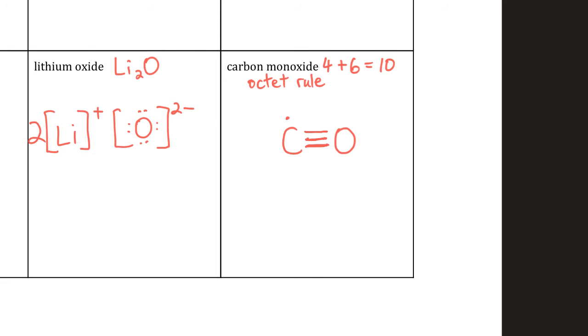Oxygen has 6 valence electrons. So if it's got 6 valence electrons, 1, 2, 3, 4, 5, 6. How are we going to do this? Oxygen is not going well here. It's 1, 2, 3, 4, 5, 6, 7, 8, 9. It shouldn't have 9 electrons surrounding it. We're going to have to get rid of 1.